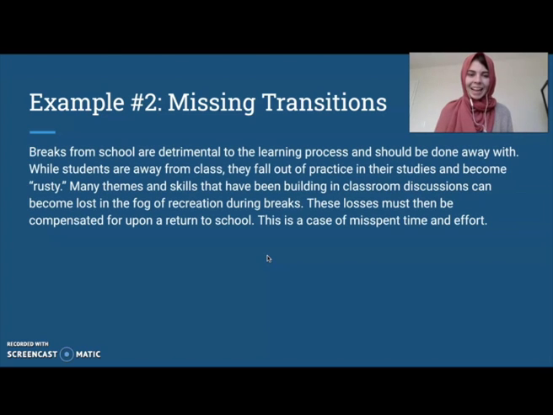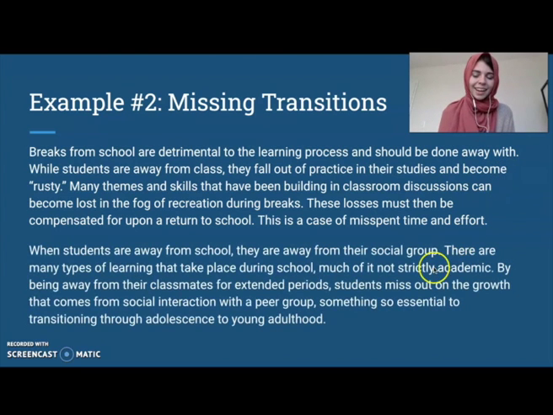Let's do number 2, okay? So here we have our same paragraph again that we just used about how breaks from school are detrimental to the learning process and should be done away with. So this is just from the previous slide. And then what we have is another paragraph. So it says, when students are away from school, they are away from their social group. There are many types of learning that take place during school, much of it not strictly academic. By being away from their classmates for extended periods, students miss out on the growth that comes from social interaction with a peer group, something so essential to transitioning through adolescence to young adulthood.